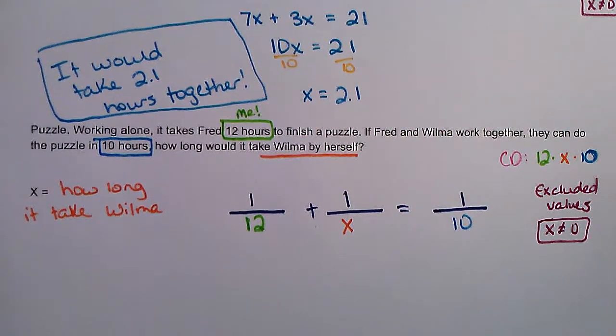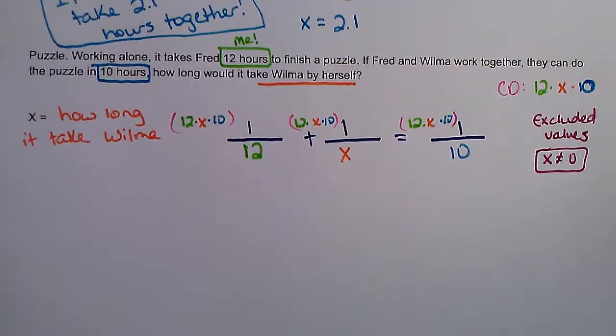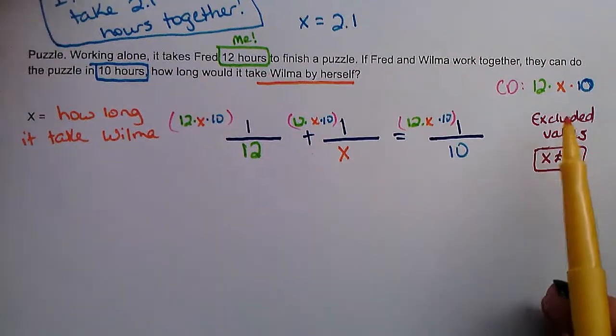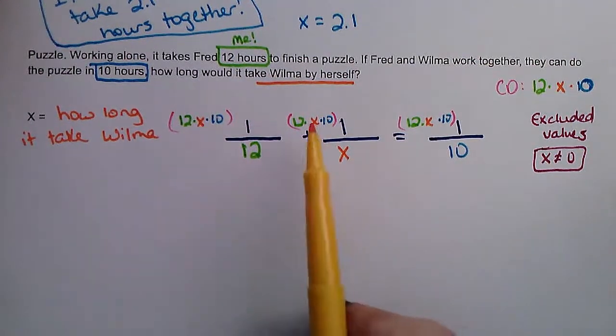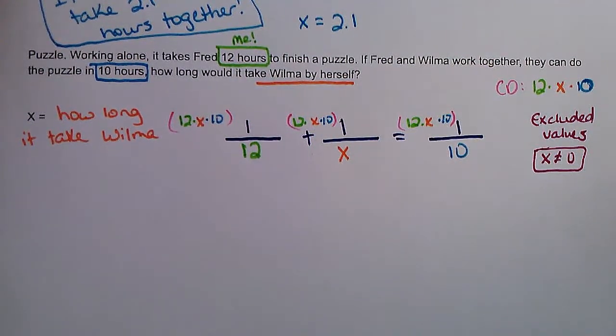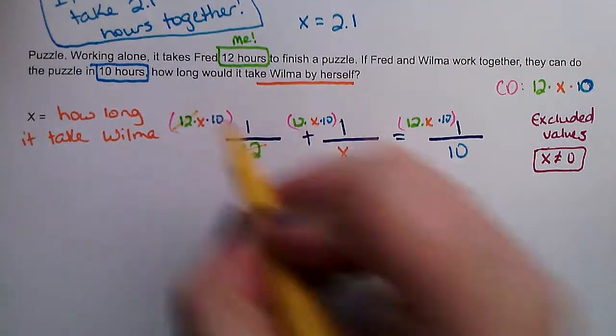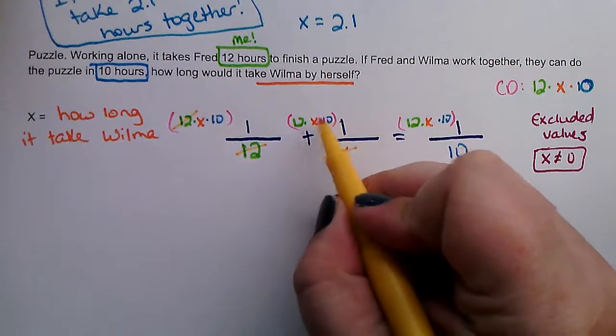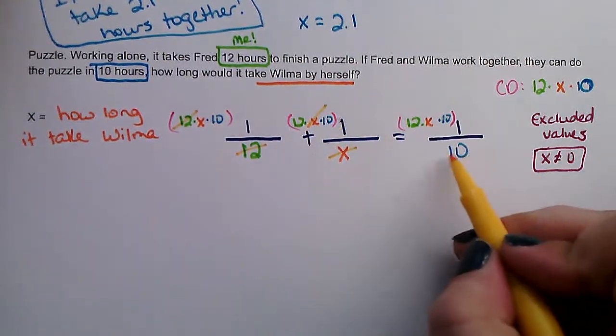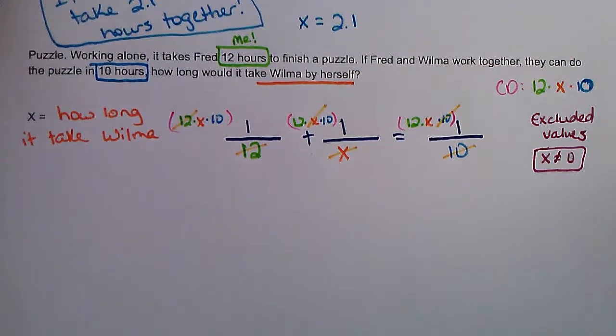Okay, now let's multiply each fraction by our common denominator. I didn't leave myself very much room there, so some of these are going to get kind of squishy. So our common denominator got multiplied on top for each fraction. Now we need to cancel. So in this fraction, the denominator is 12, so I cancel the 12. Here the denominator is X, so I cancel the X. Here the denominator is 10, so I cancel the 10.